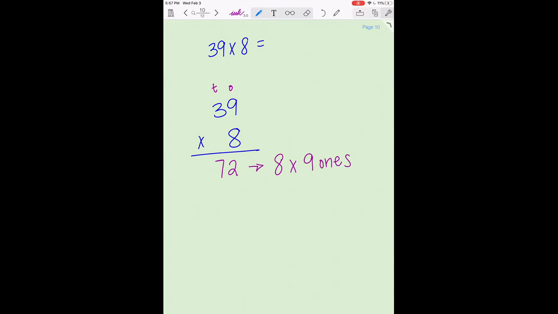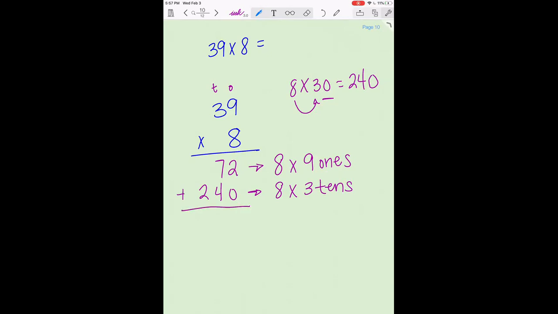Now I need to do the next part, which is 8 times my 3. But the 3 is in the tens place. So that actually means 8 times 30. 8 times 3 is 24. Then I have another 0 at the end. So 8 times 30 is 240. So I'm going to write that here. And then off to the side, I'm going to write 8 times 30, which is 8 times 3 tens.